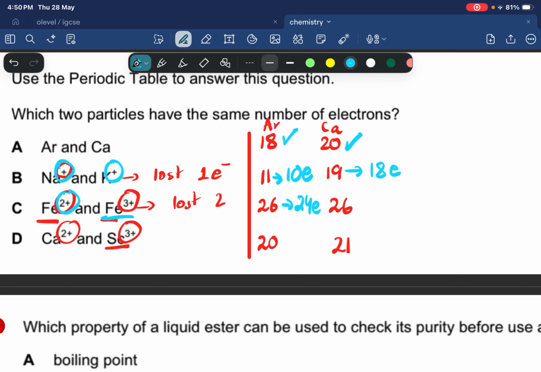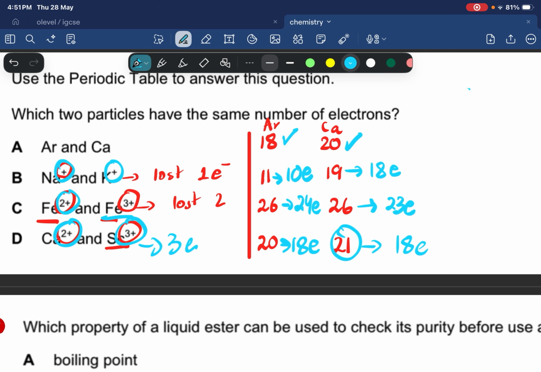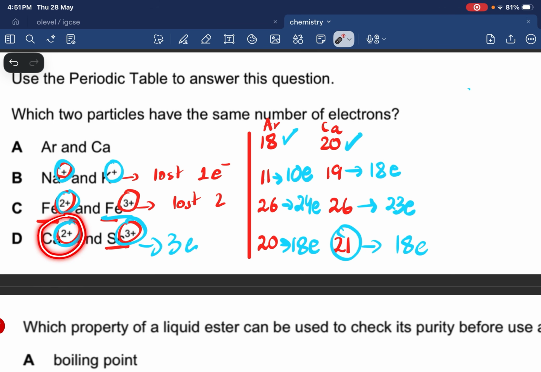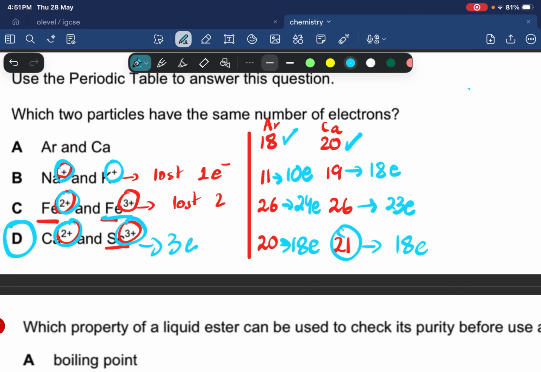And Fe3+ means you have lost 3 electrons. So 26 minus 3, you have 23 electrons here. Ca2+ means you have lost 2 electrons. So you have 18 electrons here. 20 minus 2, 18. Sc3+ means you have lost 3 electrons. 21 minus 3 gives you 18 electrons. So the two particles that have the same number of electrons come out to be calcium 2+ and Sc3+ ion. Okay? You guys mess up with the ions. You don't have to mess up.